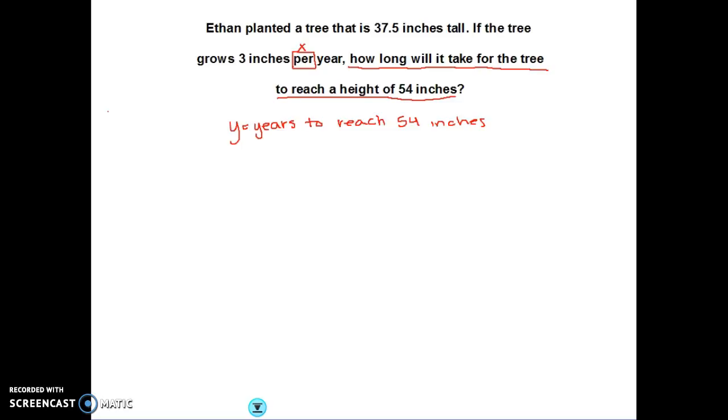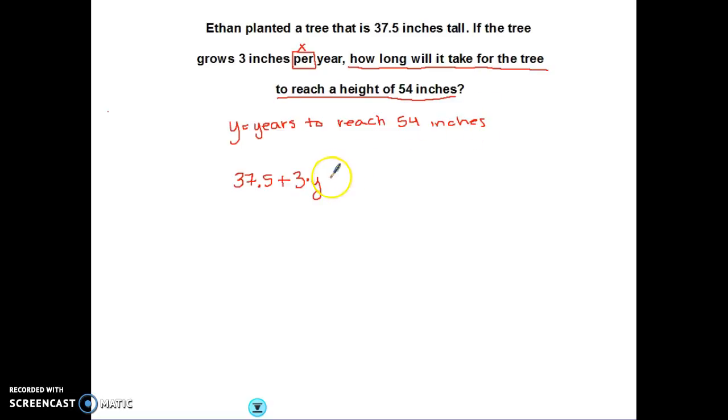Since when Ethan planted the tree, it was already 37.5 inches tall, I am going to start with that being my height of my tree. Right now it's 37.5 inches. Now every year we're going to add a certain number of inches to that height. So I am going to add to this starting number. And what we add is 3 inches per year. That word per, as we notated above, means times. So what this means is 3 times the number of years that the tree has been planted.